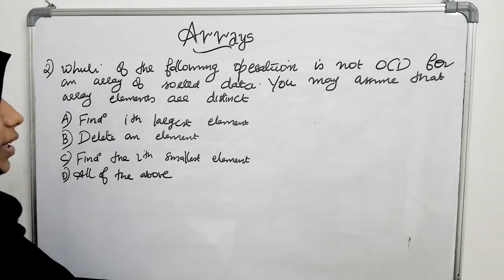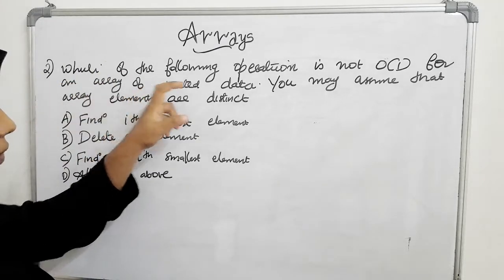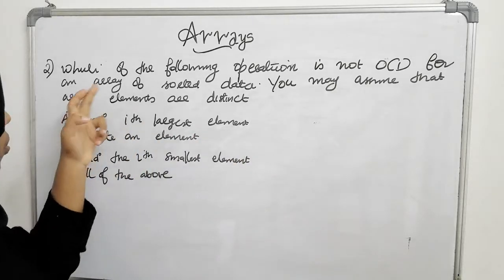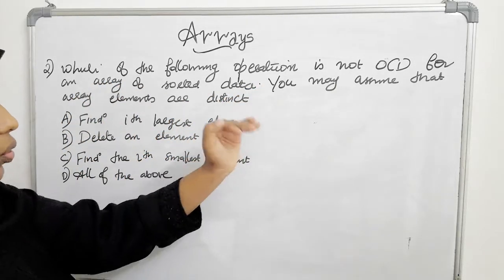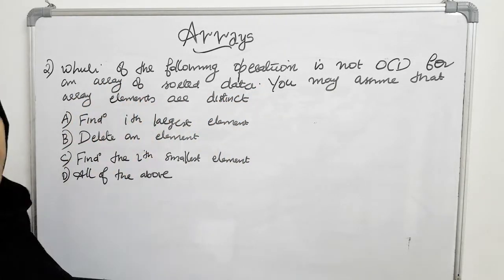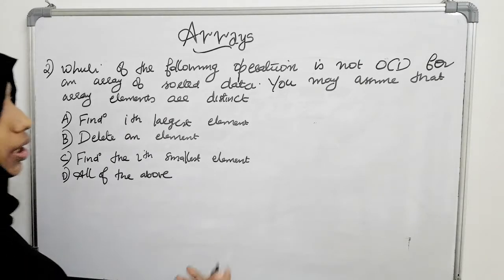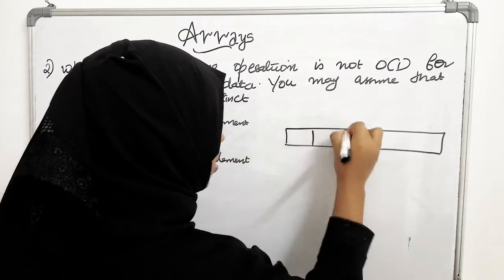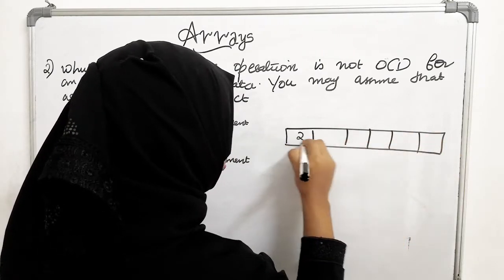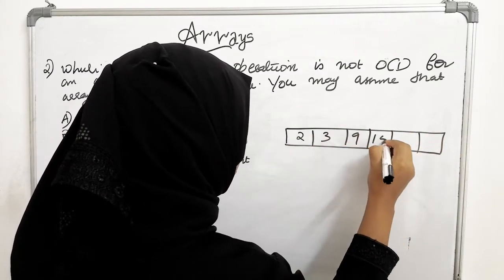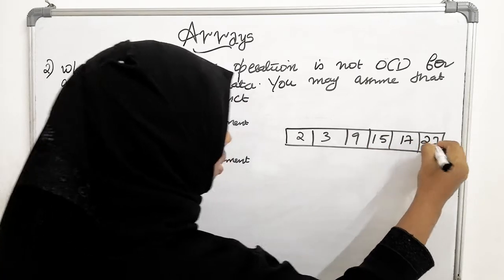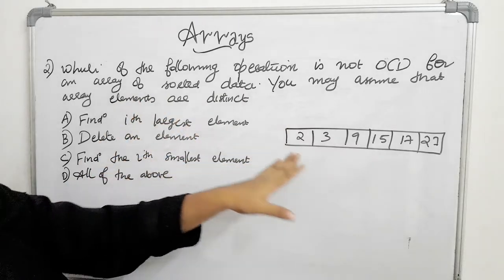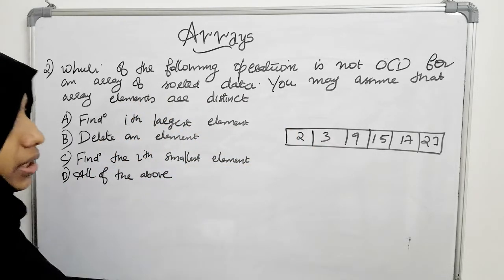So here is the next question. The question is, which of the following operations is not order of 1 for an array of sorted data? You may assume that array elements are distinct. So we have an array. The array is sorted. For example, the array is something like this: 2, 3, 9, 15, 17, 27. So the array is sorted, and you can also assume that the array elements are distinct. So the array contains distinct elements.